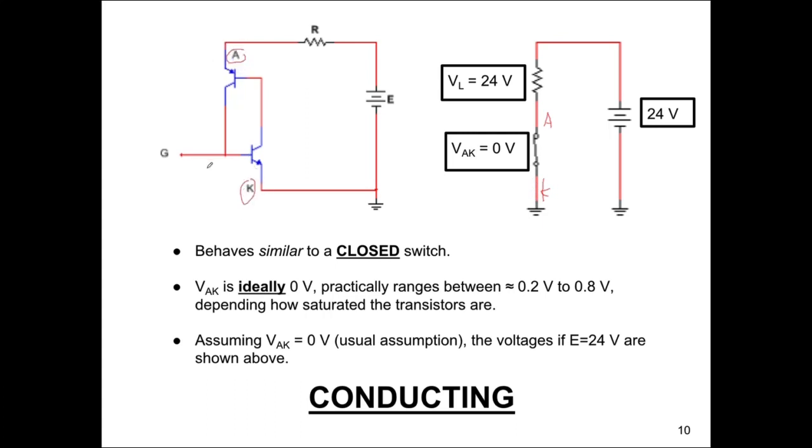Okay, we've already provided the gate pulse to initiate conduction. So this is ideally 0 volts, but practically this won't be 0 because it's a real device, but it's going to be typically much less than 1 volt. But taking the ideal, if this is 24 and this is 0, Kirchhoff's law says the voltage across the load must be 24.